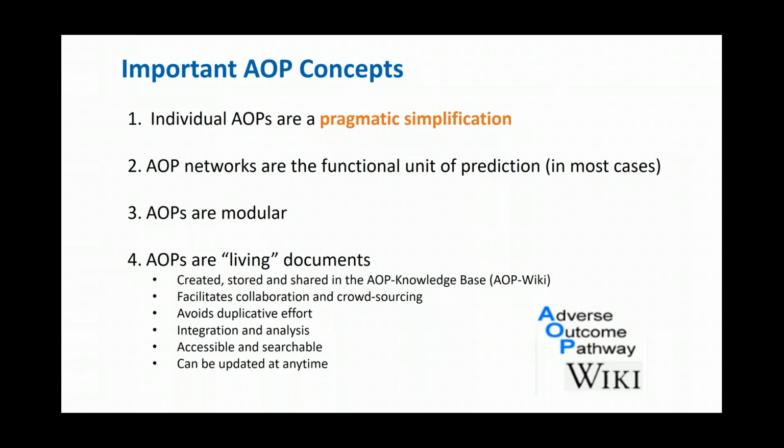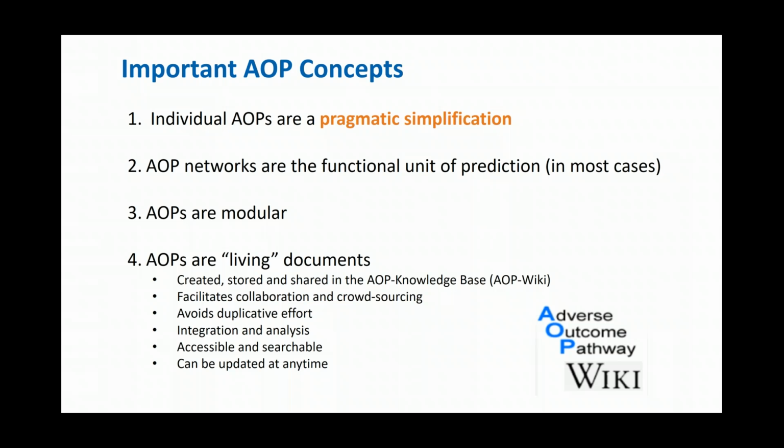I mentioned this right at the beginning, but for those of you joining late, AOPs are published in a very novel format. They're published in an AOP wiki within the AOP knowledge base. So everything is stored there, and publishing in this format facilitates collaboration and crowdsourcing. Others can go in and build on the work that you've done. A really good thing that it does is avoid duplicative effort. If I have built a key event or a key event relationship, there's no need for others to do the same. They can easily find it because the AOP wiki is searchable and accessible, and they can build on it in whatever way they want to.